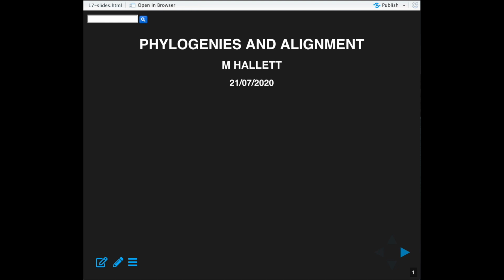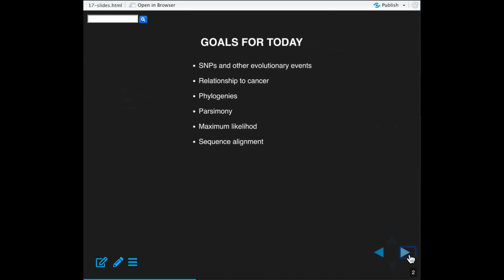Lecture 17, and today we're going to look at molecular phylogenies and sequence alignment. This lecture might spill a bit into next class. There's quite a bit to do, although we're well set up now with our understanding of Markov models and models of sequence evolution. I want to say a few more things about evolutionary events beyond single nucleotide polymorphisms that we looked at last class.